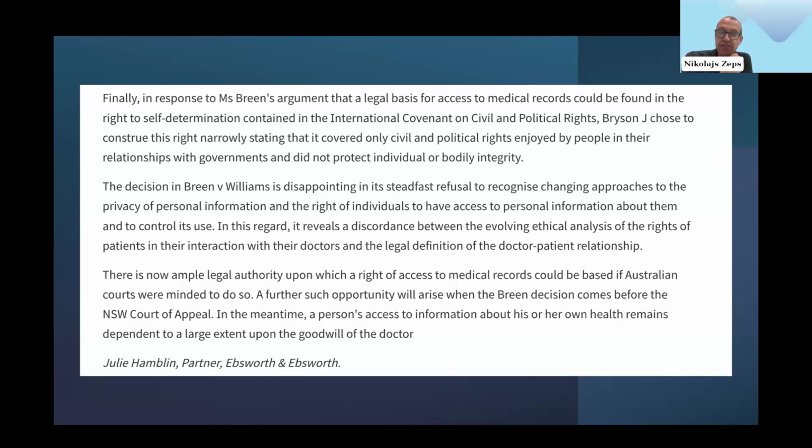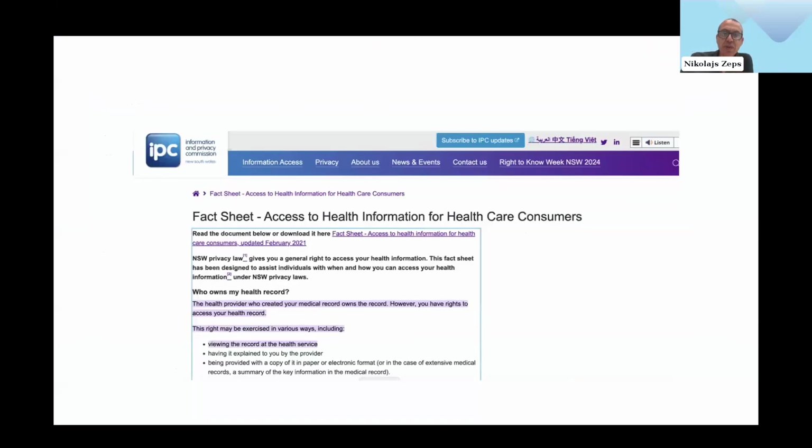This is one of those reasons why doctors should not write gratuitous comments on their medical records, for fear that through FOI, they might be forced to disclose these. And of course, within Australia, we have a federated system. So I've just picked on New South Wales because that's what popped up when I did my search. But they have an access to health information for healthcare consumers disclosure, which says very clearly that the health record is owned by them. But you have rights to access it, viewing the record at the health service, having it explained to you, having a copy or electronic format.